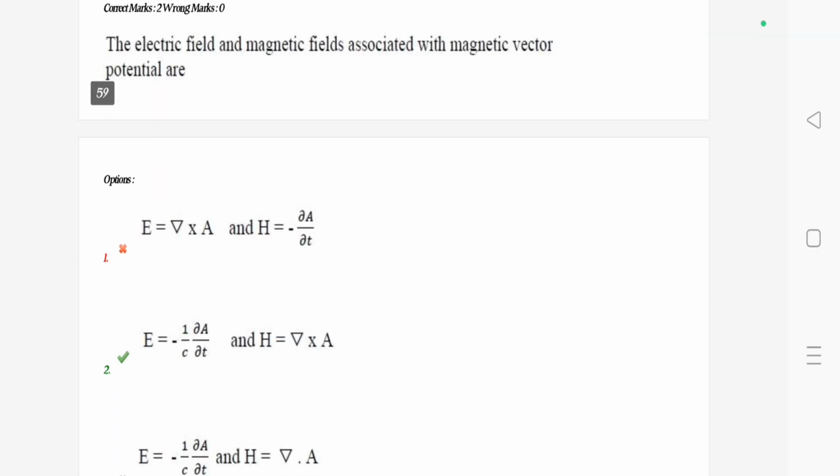The electric field and magnetic field associated with magnetic vector potential are E equal to minus 1 by c dou A by dou t and H equal to del cross A.